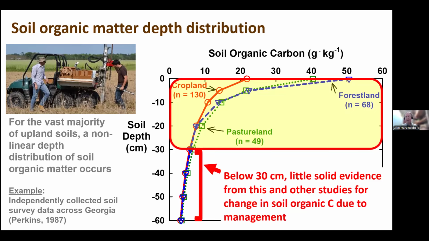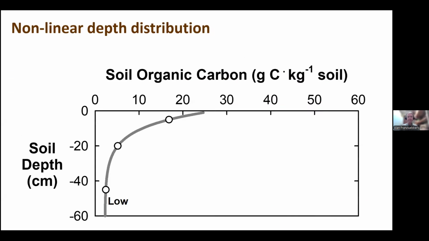So below 30 centimeters, there's little solid evidence from this and other studies for change in soil organic carbon due to management. The management is the important part. There's always carbon below 30 centimeters. We can quantify that, but that's due to pedogenic process. I'm going to give you some examples from some real observations that I made from my own. And so this is the soil organic carbon with depth under a situation.